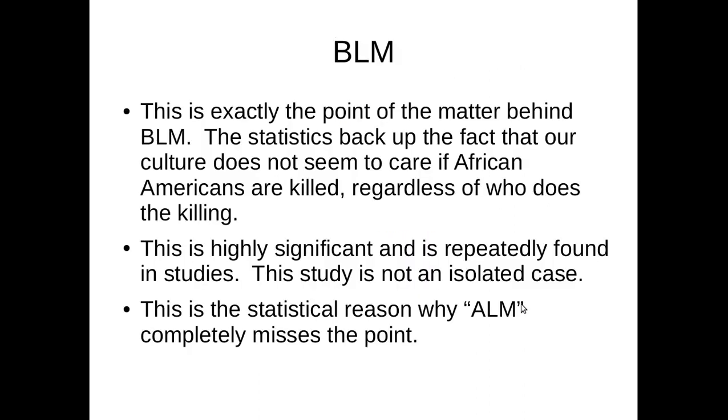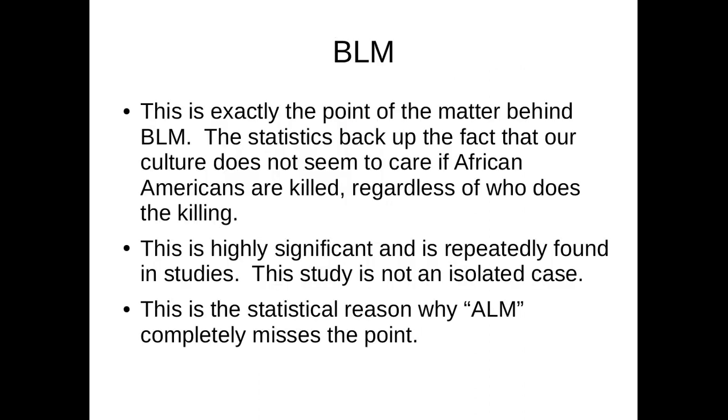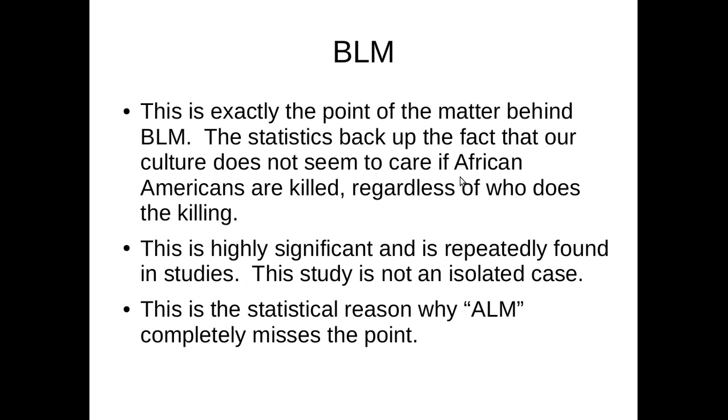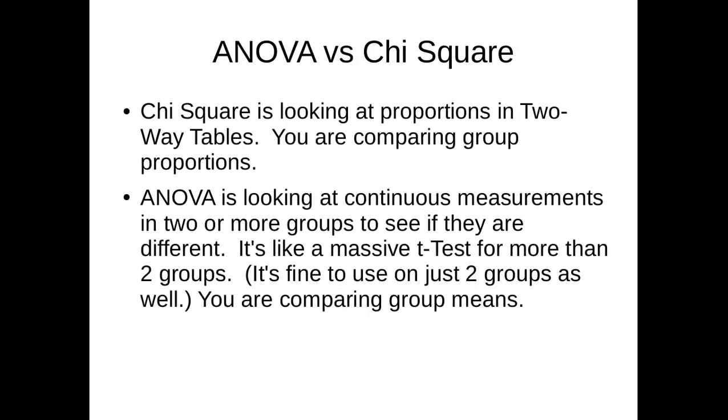So that's pretty significant. And this is exactly the point of the matter behind the BLM discussion. The statistics back up the fact that the culture does not seem to care if an African American person is killed, so they're more likely to let the supposed killer go free. But if a white person is killed, then they're more likely to say, hey, that's not right, we're going to punish you. So this is definitely in support of the BLM discussion. And this is statistically why ALM completely misses the point. We're saying, no, look, black lives should matter. You see right here is telling us that the juries are not convicting at the same rate when it's an African American person who was killed. Okay, right, back to the statistics. ANOVA and chi-square.